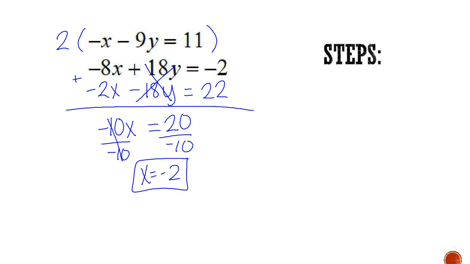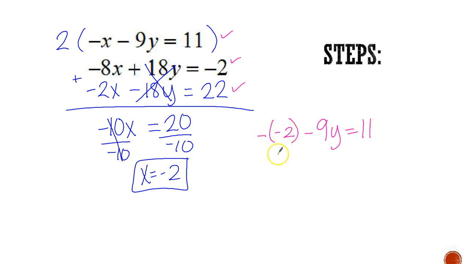So now I need to go find my y value. You can plug it into any of the 3 equations I have now. Doesn't matter which one you use. I would always recommend using one of your originals just because the numbers tend to be lower, but it is your choice. So I'm going to go ahead and use the top equation. So the top equation says negative, and then x is -2, minus 9y equals 11.